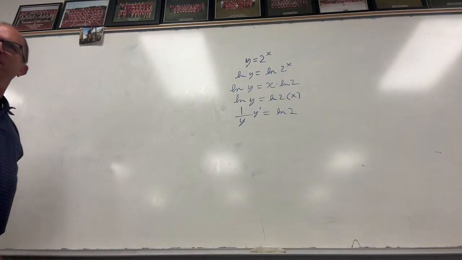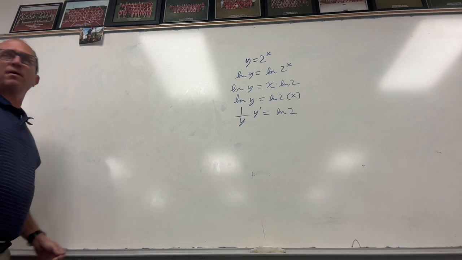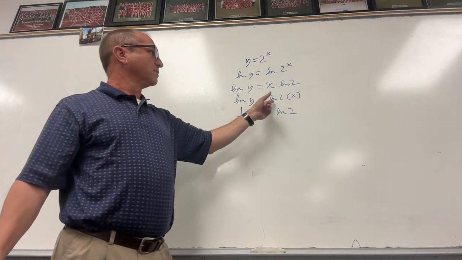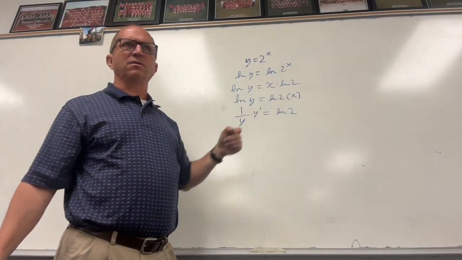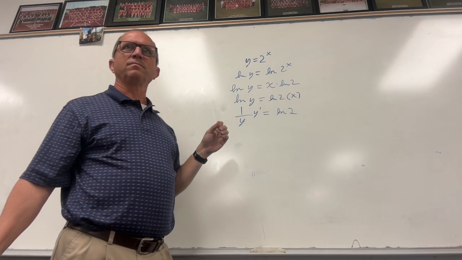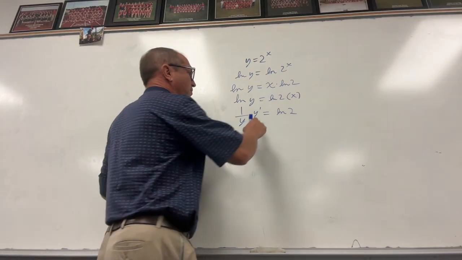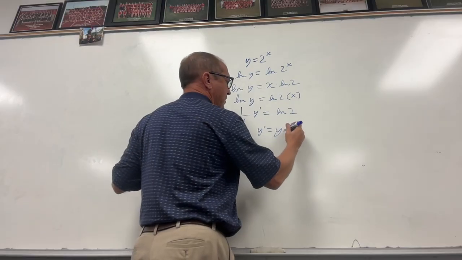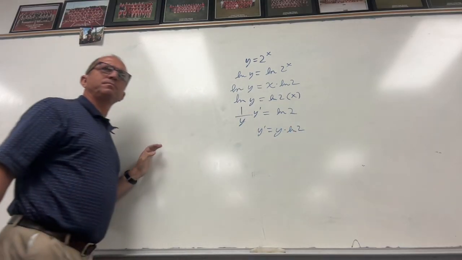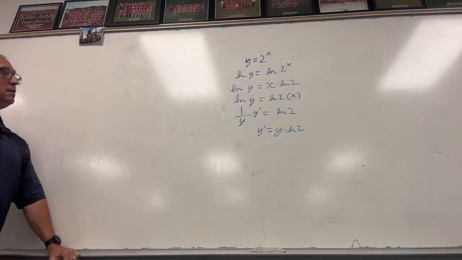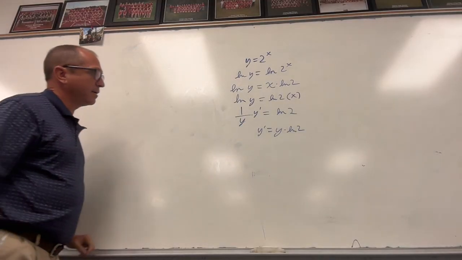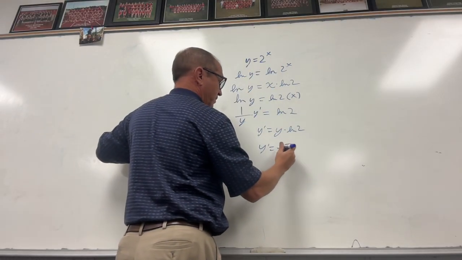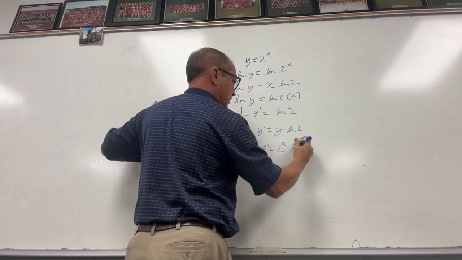Are y'all okay with that? If this had been 3x, what's the derivative of 3x? 3. So it's the natural log of 2 times x, so its derivative is the natural log of 2. Now, I'm trying to solve for y prime. So y prime is equal to y times the natural log of 2. And what is y? 2 to the x. So the derivative is 2 to the x times the natural log of 2.